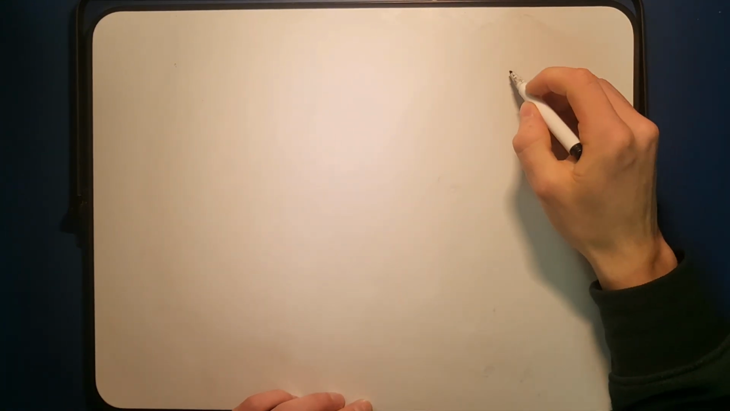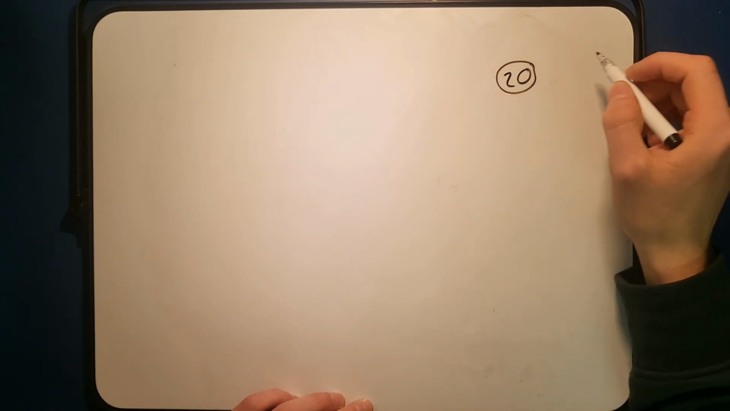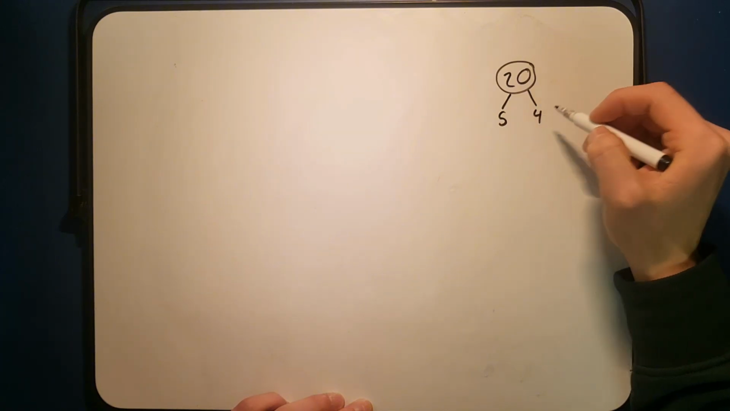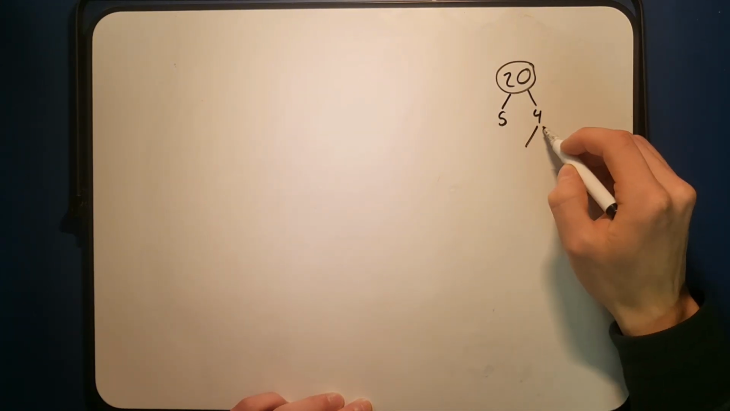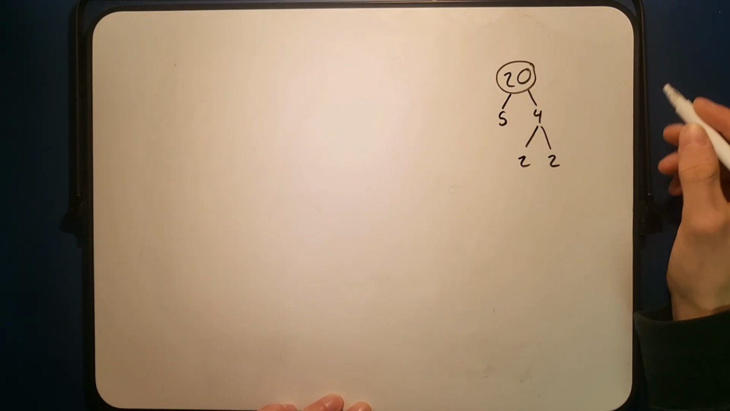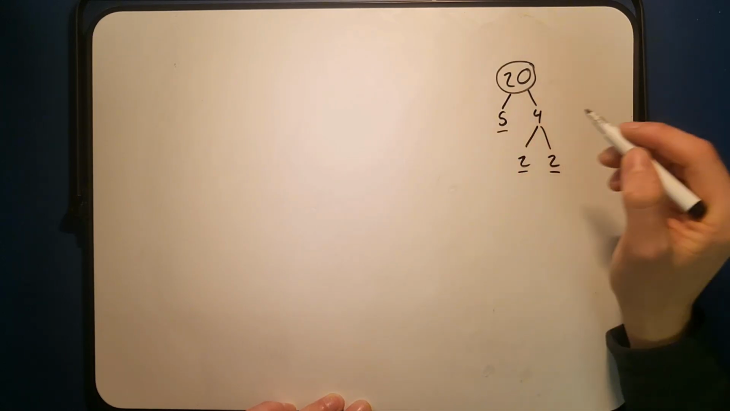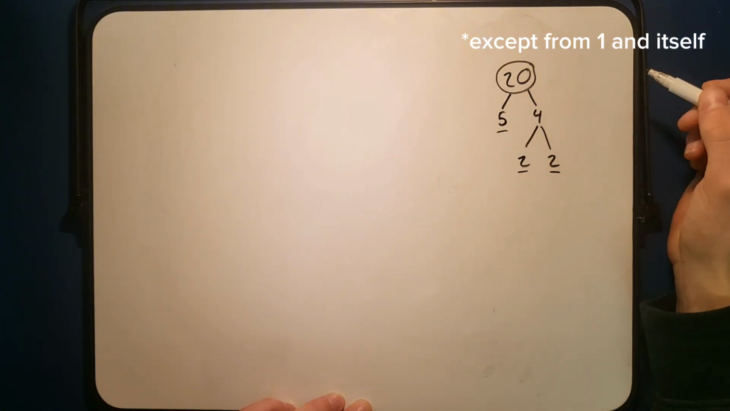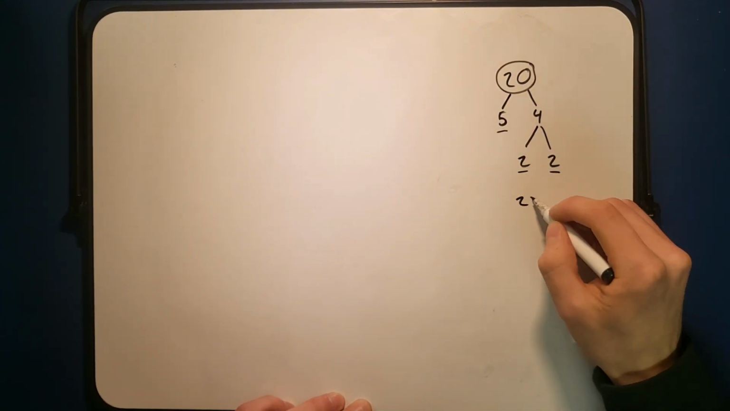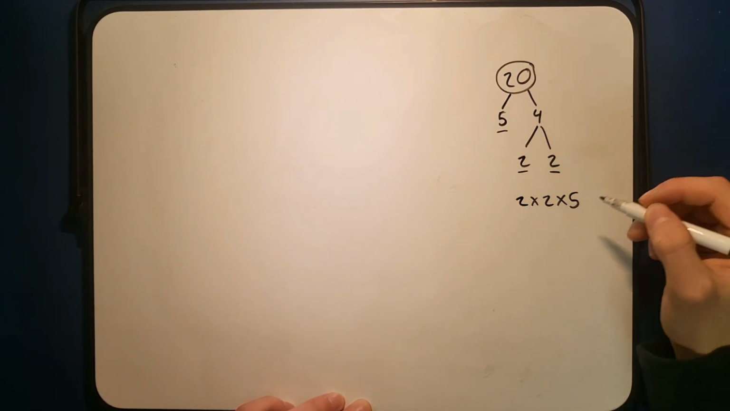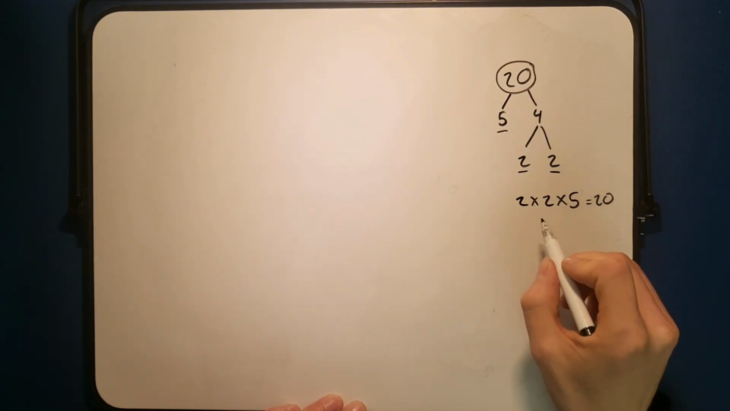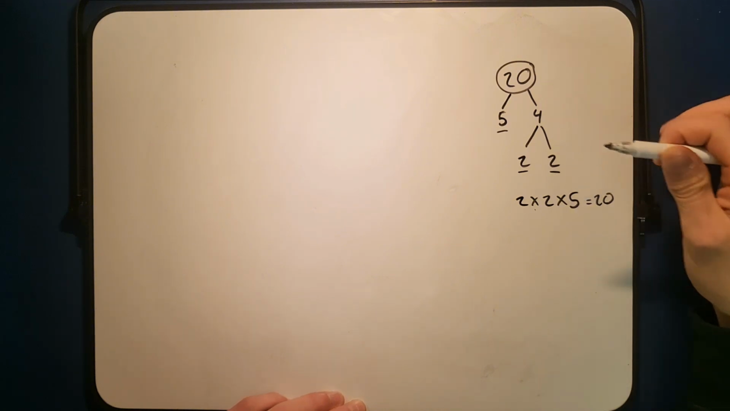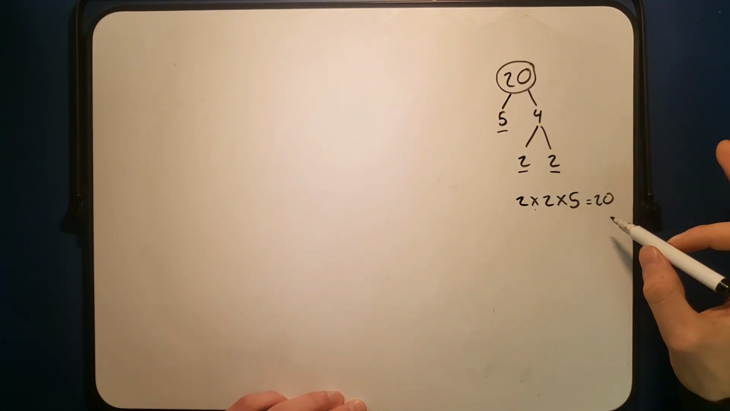So let's say we take the number 20, okay? What we can do is write this as a product of 5 and 4, and we can break 4 down into 2 times 2. And these numbers at the very bottom are prime numbers, okay? We can no longer divide this further. So we know that 2 times 2 times 5 is equal to 20. And these are the factors, okay? These are smaller parts that when multiplied together make up 20.